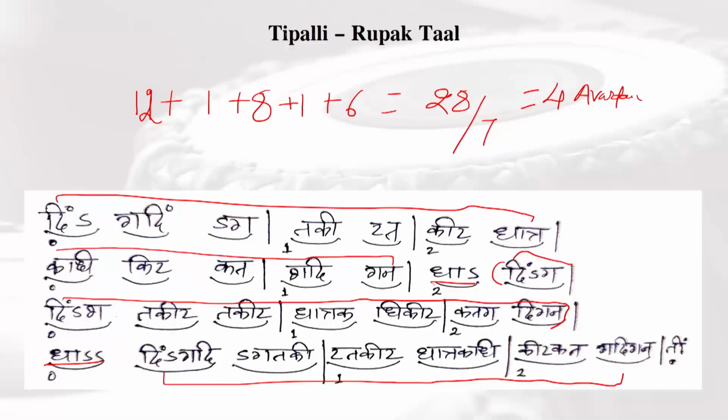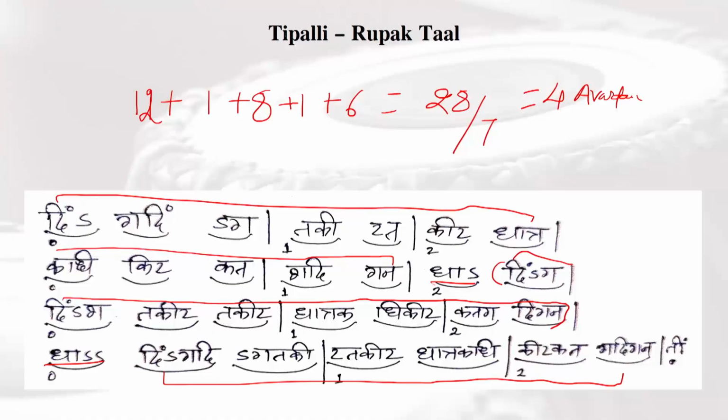Now we will play this Chakradhar on tabla. So we play Tipalli of Rupak on tabla now. Tin tinna, dhinna dhinna, ding ding takit dhatak dhikit kat gadi gan dha, ding ding takit dhatak dhikit kat gadi gan dha, ding ding takit dhatak dhikit kat gadi gan.